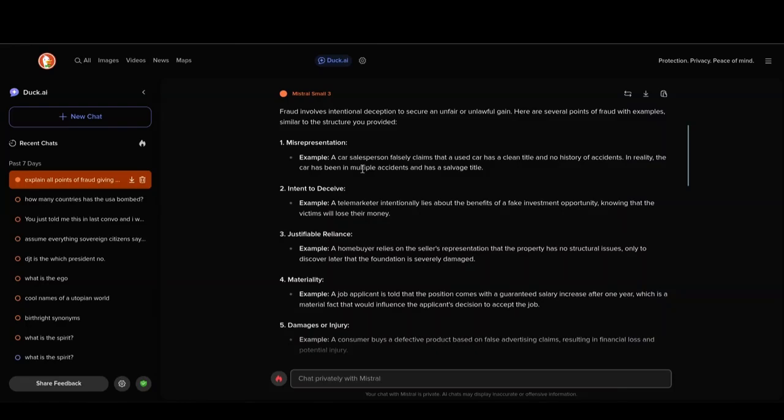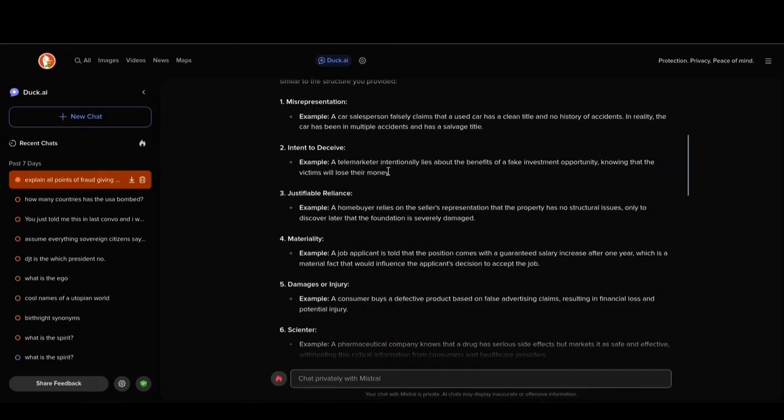So, 1. Misrepresentation. That's always a characteristic of fraud. Example, a car salesperson falsely claims that a used car has a clean title and no history of accidents. Could be someone on Facebook Marketplace or Gumtree, car sales. In reality, the car has been in multiple accidents and has a salvage title. There must be some American term.